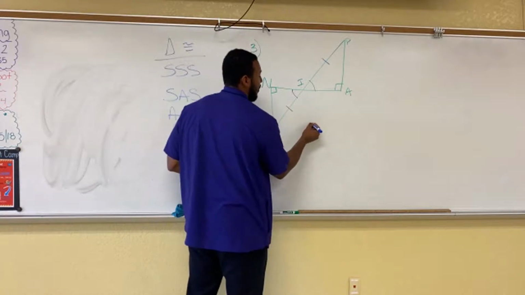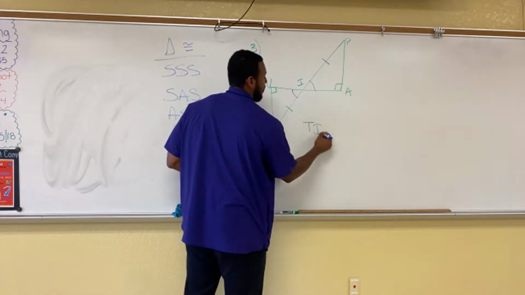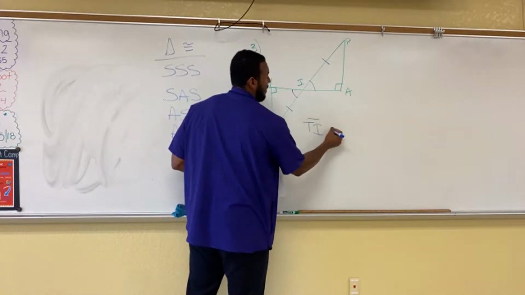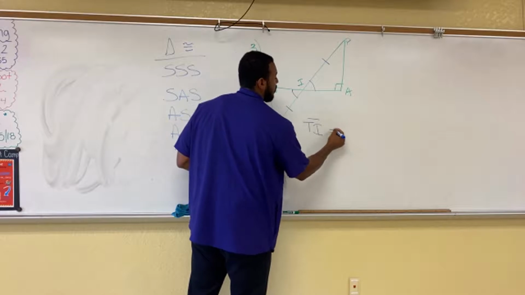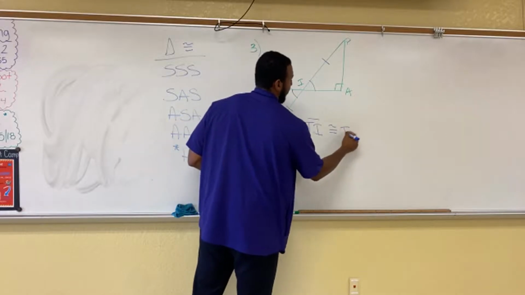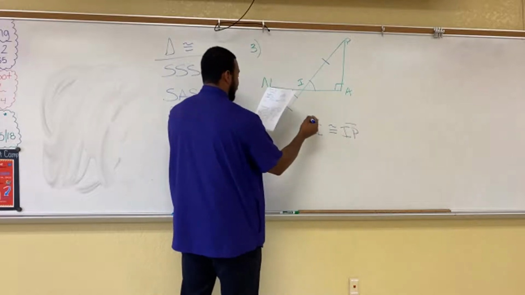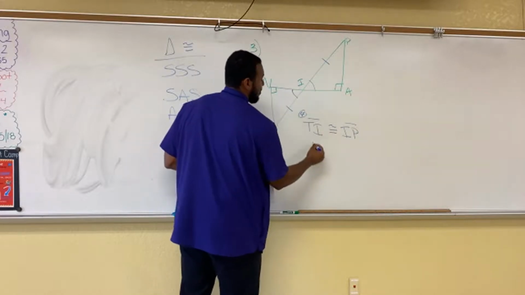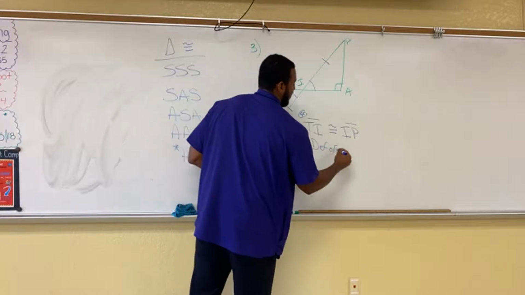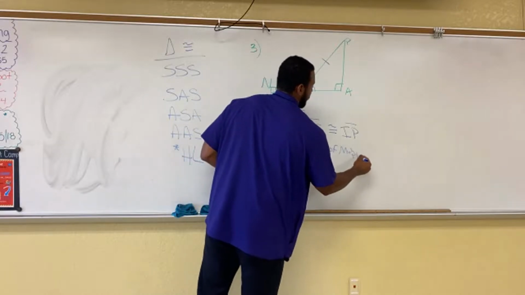TI is congruent to IP, or PI, right? And this is for question number 4 here. This is your definition of a midpoint, right? This is how you express it.